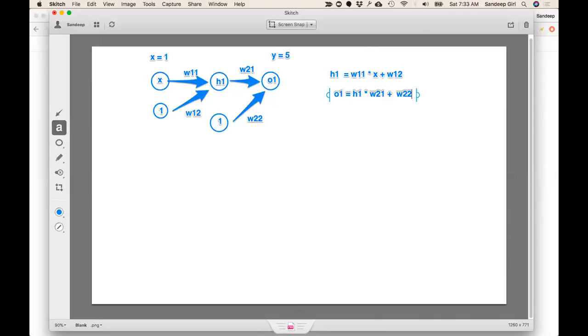And W22. Generally, in the perceptron model or any neural network, after this we generally put a step function, right? We generally put a step function here, but for simplicity's sake we are not putting that step function because we want to do this computation manually. Only then will we all get the hang of it.